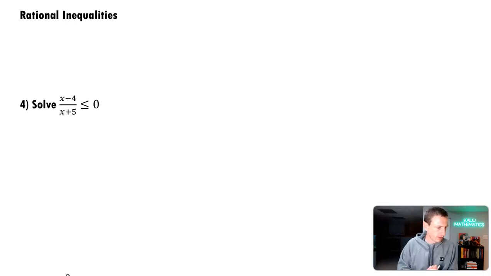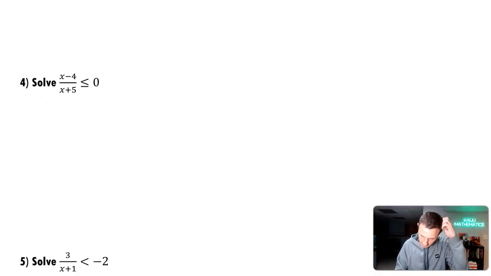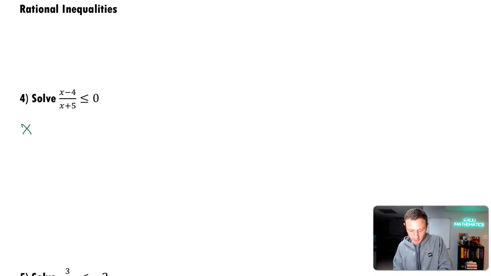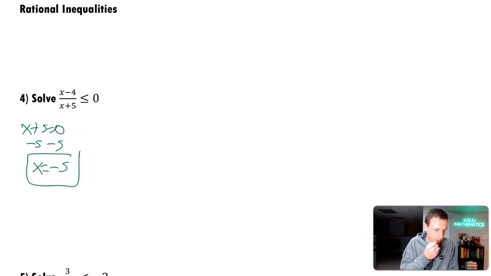Rational inequalities. Rational inequalities, kind of a weird thought process here. To solve this, we first want to identify which values will make the denominator 0. So in our example here, x plus 5, I want to set the denominator equal to 0 because I want to know what's going to make this 0. So that's going to be minus 5, so x equals negative 5.